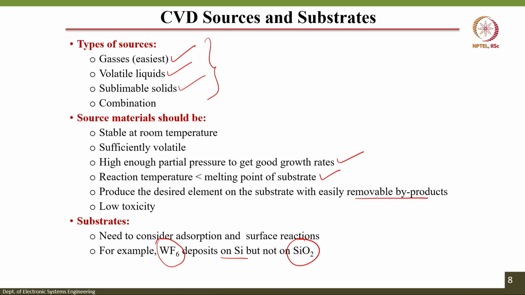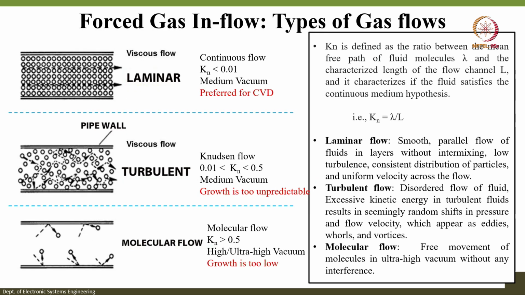So in the last class we have seen the basics of the chemical vapor deposition process and the basic considerations that must be taken into account while choosing a particular source material and a particular substrate. So in today's lecture we will begin with the types of gas flows that can happen in a CVD chamber.